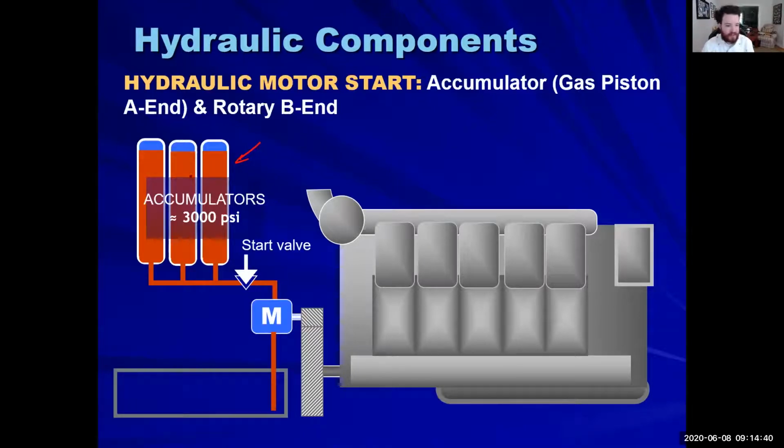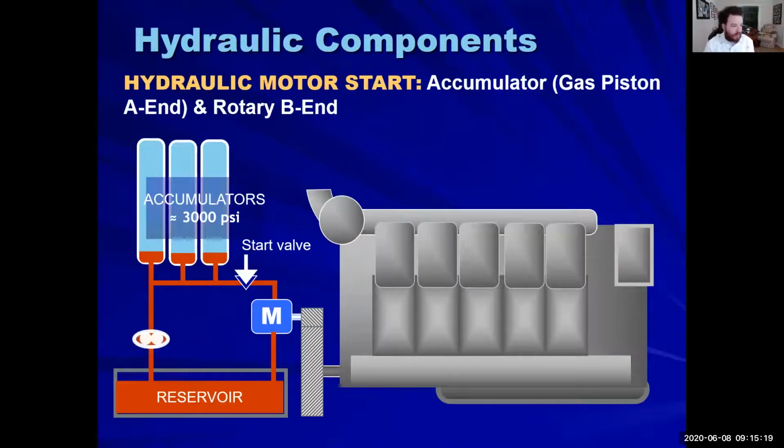And all it is, is you have 3 accumulators that are all pressurized, given around 3,000 PSI. And they're going to go through a motor, and that motor is going to spin, and it's just going to deliver all of that hydraulic oil into a reservoir. So it's the same thing as if we were using air pressure to start it. We're just going to be using hydraulics, and that would start the engine. And of course, we would need something to pump back up.